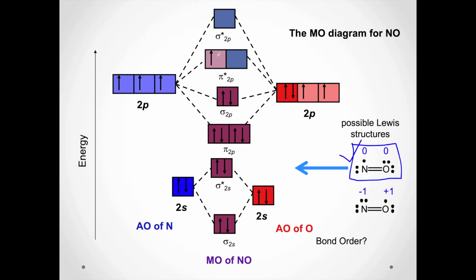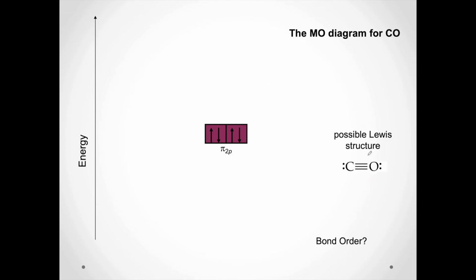As you can see, we have 1 lone pair here and 1 unpaired electron. So the most stable one, if you have these 2 Lewis structures: if you have 1 lone pair at oxygen, you will get positive 1, right? But if you have 1 unpaired electron at the nitrogen, you will get 0 here. So the answer is this Lewis structure.